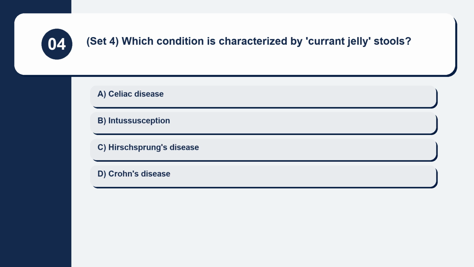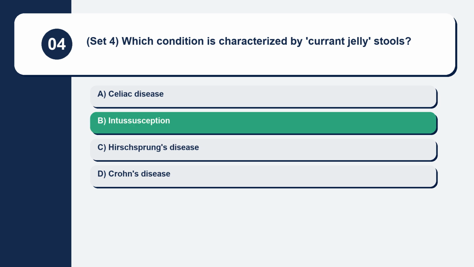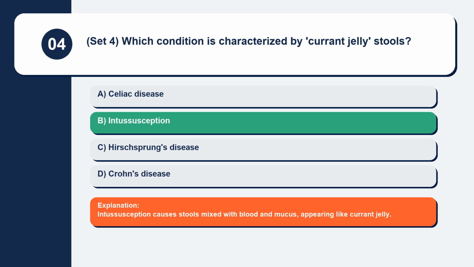Question 4. Set 4. Which condition is characterized by currant jelly stools? Celiac disease, intussusception, Hirschsprung's disease, Crohn's disease. Intussusception causes stools mixed with blood and mucus, appearing like currant jelly.